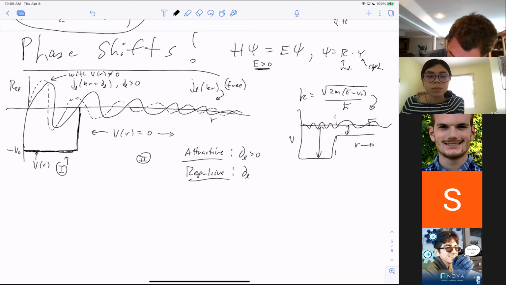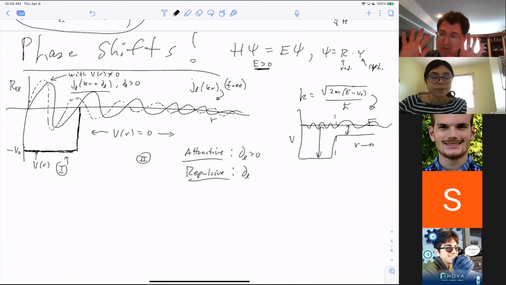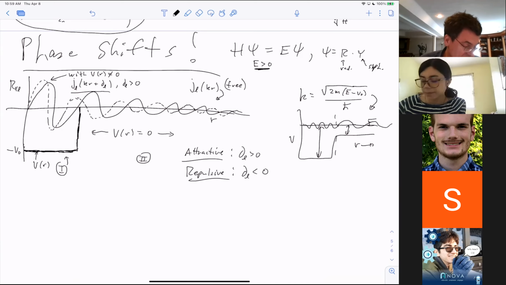It's this formula. But for a repulsive potential, the phase shift is, can you guess? Is it positive or negative? It's negative. Yeah, because I pushed out. And that's the point of phase shifts.